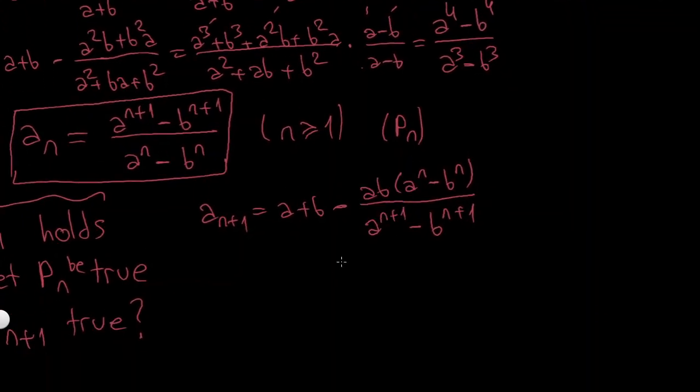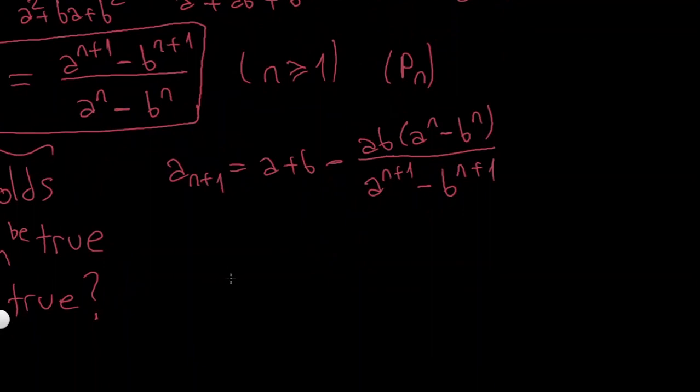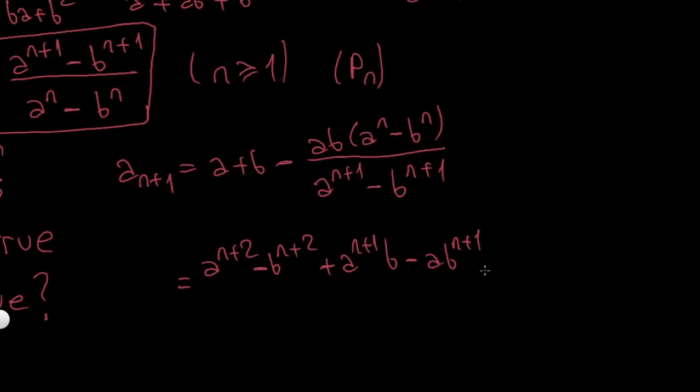And let's just do this. So I will have, let's do this part. It will be a to the n plus 2 and minus b to the n plus 2 minus a to the n plus 1. Sorry, it's just plus a to the n plus 1 b minus a b to the n plus 1. So this is from this part, and from this part I will have minus. It's gonna be a to the n plus 1 b and minus a b to the n plus 1.